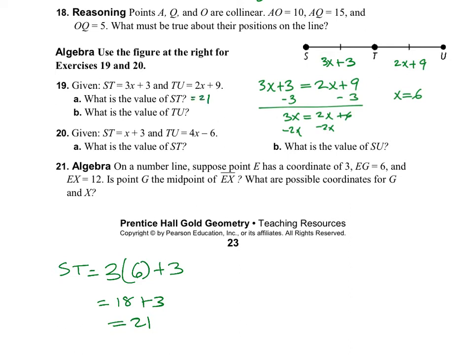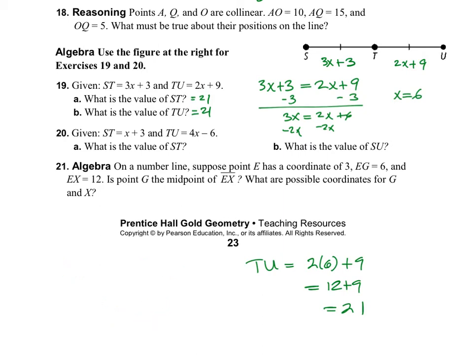Now I want to find TU. So TU equals 2x plus 9. So 2 times 6 plus 9 equals 12 plus 9 equals 21. So this is also 21. As you can see, they are both exactly the same. They have to be, right? Because that's a midpoint, and they're telling you right here that they are the same. Now, let me erase this so you can have a little bit more space to do the next one.